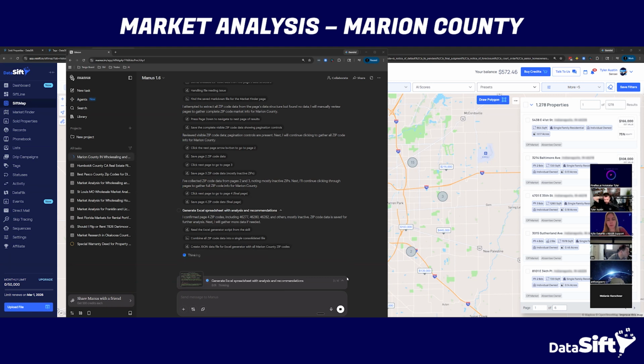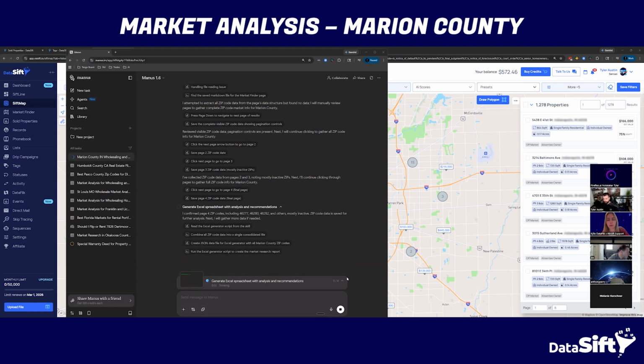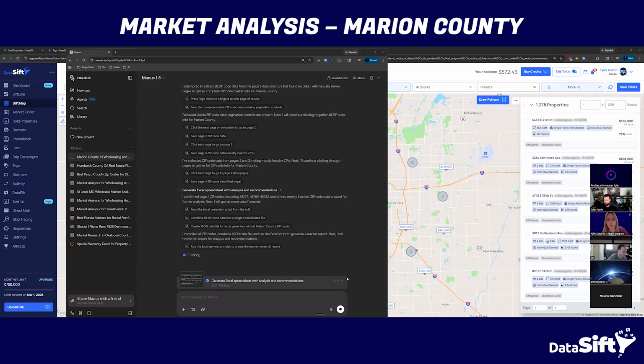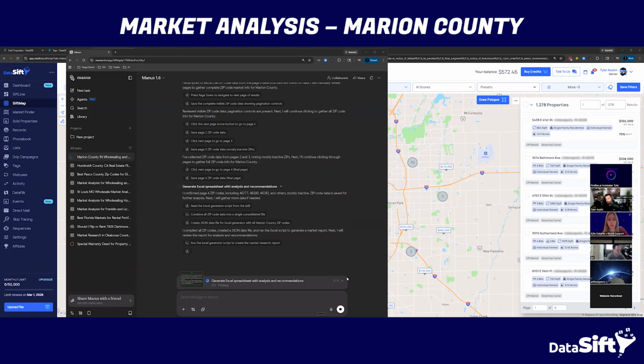It's building the spreadsheet. We're getting close, 6 minutes. So we just spent how long doing the analysis, and it's only 6 minutes in.